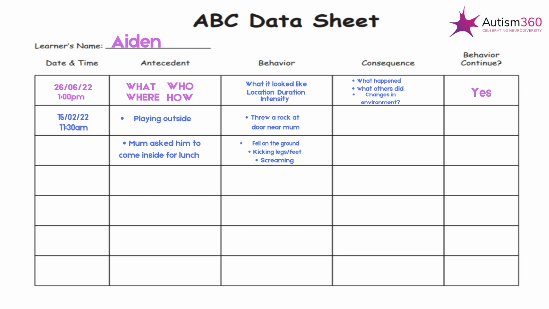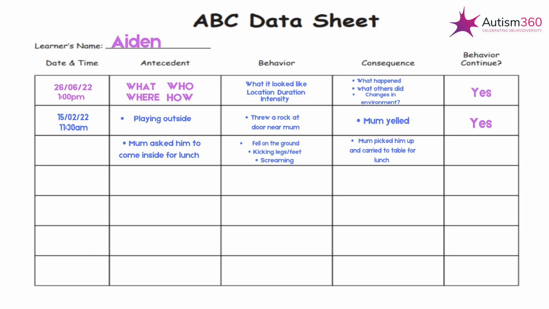Lastly, the carer would record the consequence. Mum yelled at Aiden to stop throwing rocks and to stop kicking and screaming, followed by picking him up and carrying him to the kitchen table. If Aiden continued to kick and scream when Mum picked him up to carry him to the table, the carer would record yes in the behaviour continued column. If Aiden stopped kicking and screaming as soon as Mum picked him up, then a no would be recorded.